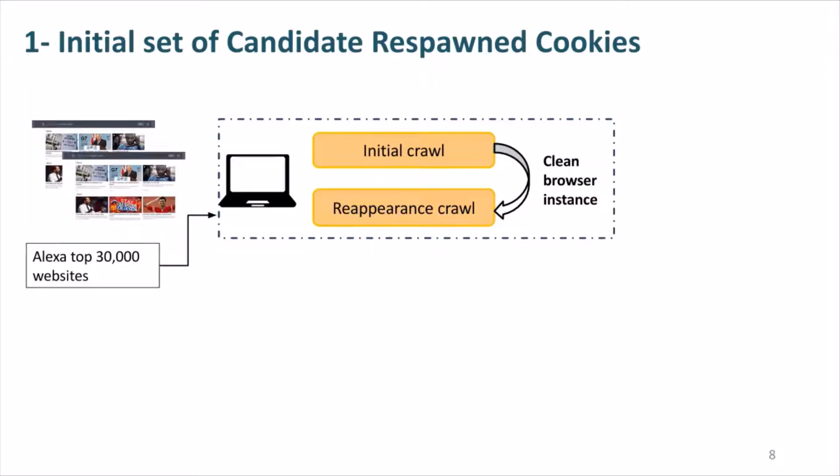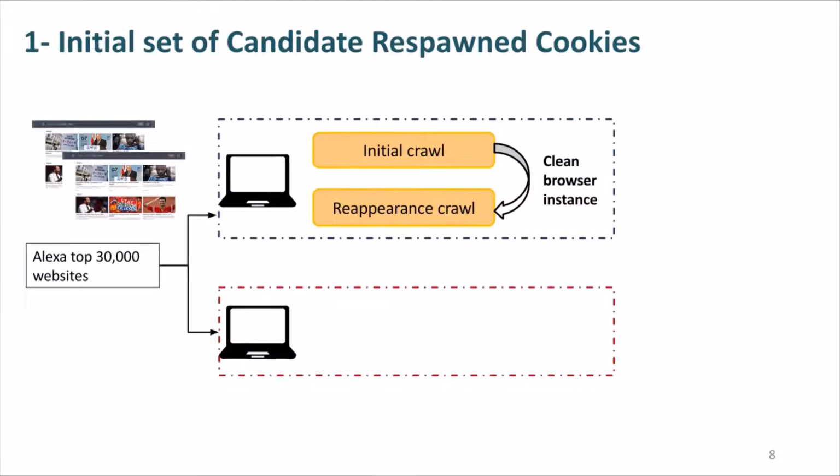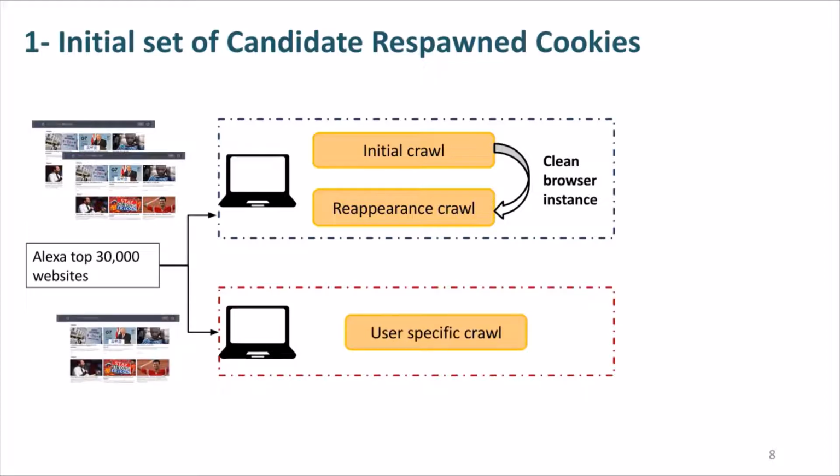Using these two first calls, we detect cookies that are recreated with the same value after we clean the browser storages. To discard cookies that appear systematically with the same value in every call, we perform a third call from a different machine that we refer to as the user-specific call. As a result of this first step, we collected the cookies that reappear with the same value when we revisit the same website on the same machine, and are additionally user-specific, meaning that the value of these cookies changed when we called from a different machine. We refer to this set of cookies as respawned user-specific cookies.